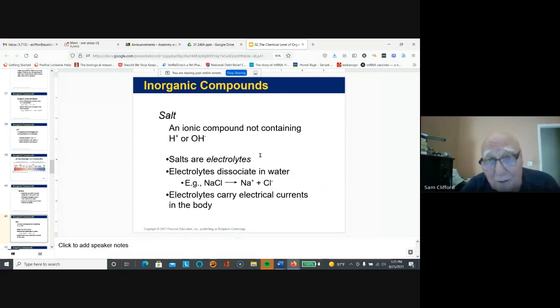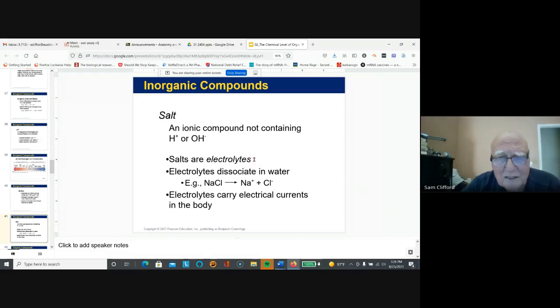We already talked about salts. Any ionic compound not containing hydrogen or hydroxide, because if it contains releasable hydrogen, it's an acid. If it's sodium hydroxide, if it dissolves and produces hydroxide, it's a base.